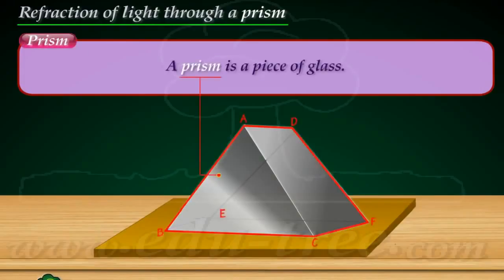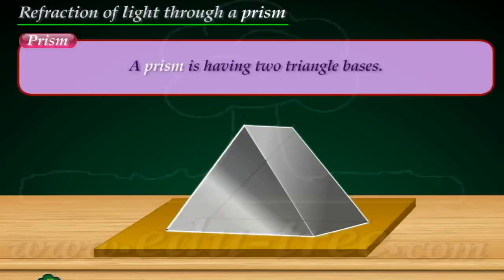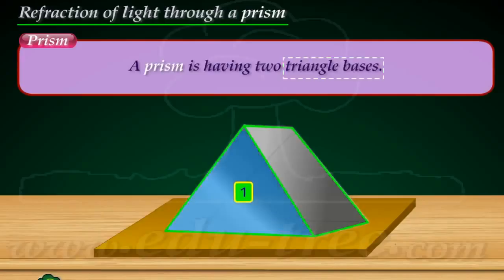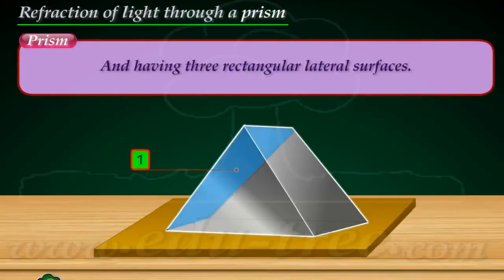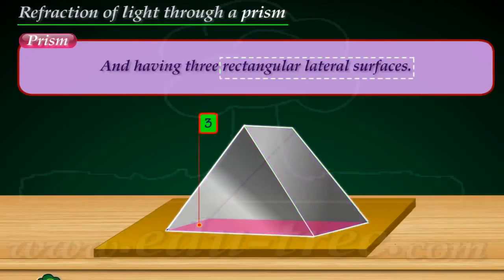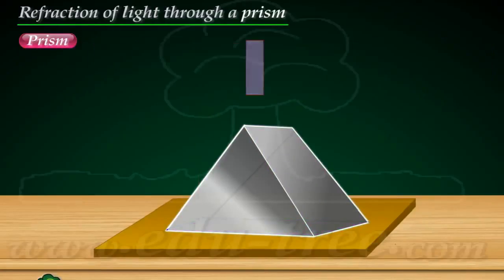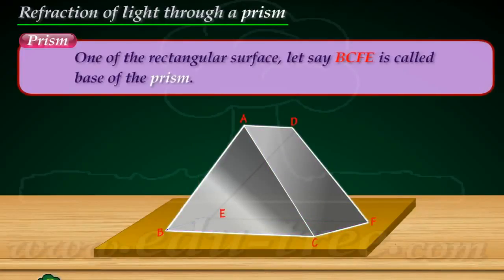A prism is a piece of glass. A prism is having two triangle bases and having three rectangular lateral surfaces. One of the rectangular surfaces, let's say BCFE, is called the base of the prism.